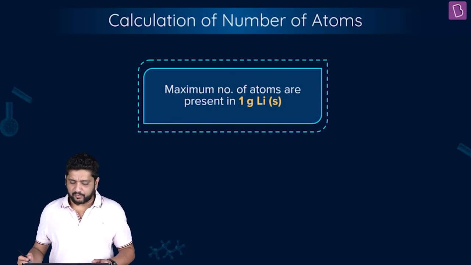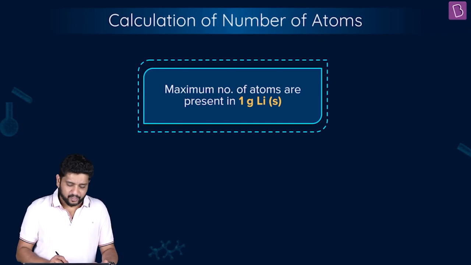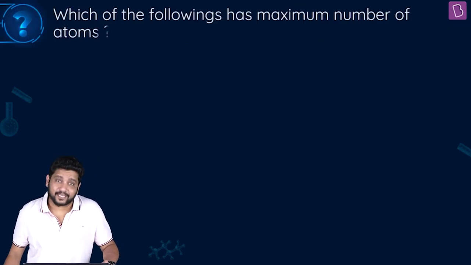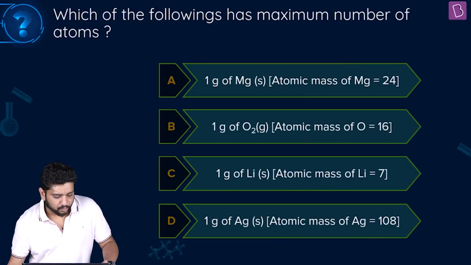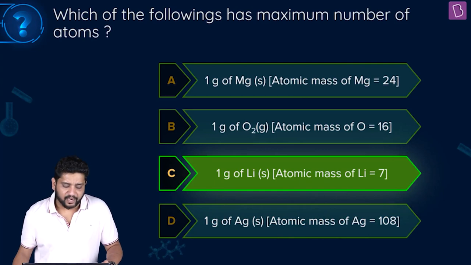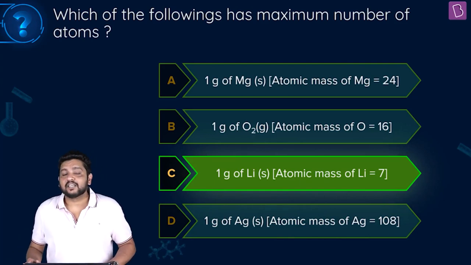Of course, here we were only asked in which of these the maximum number of atoms is present. So looking at the options, our correct answer is going to be 1 gram of lithium, which is our C option.